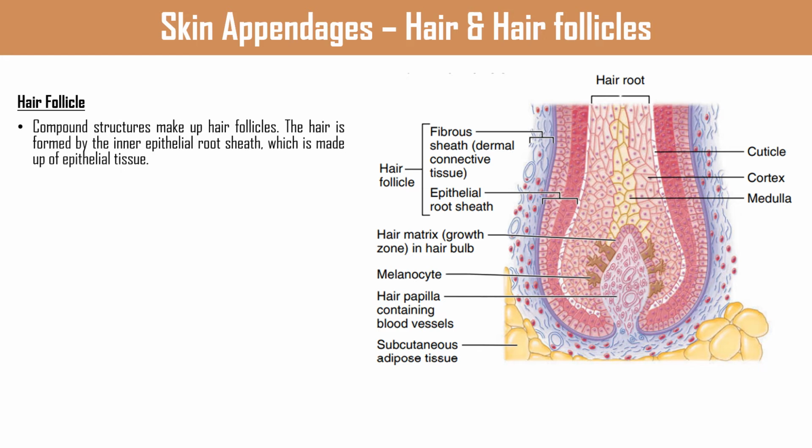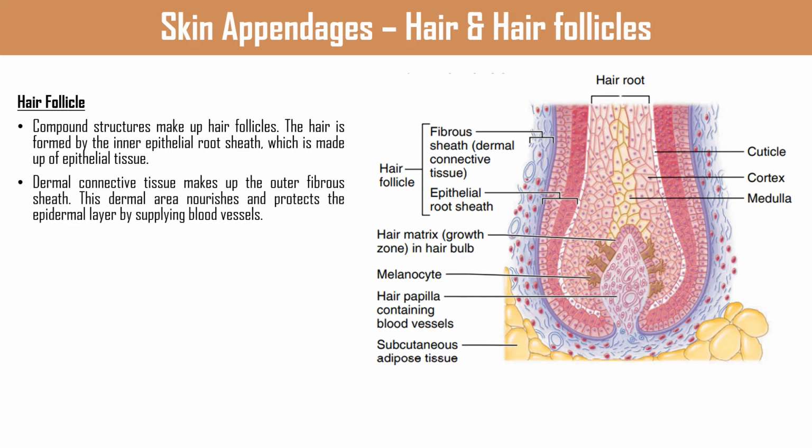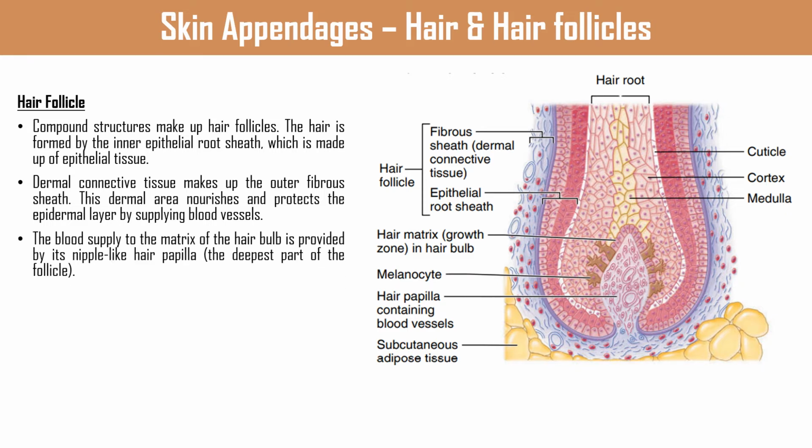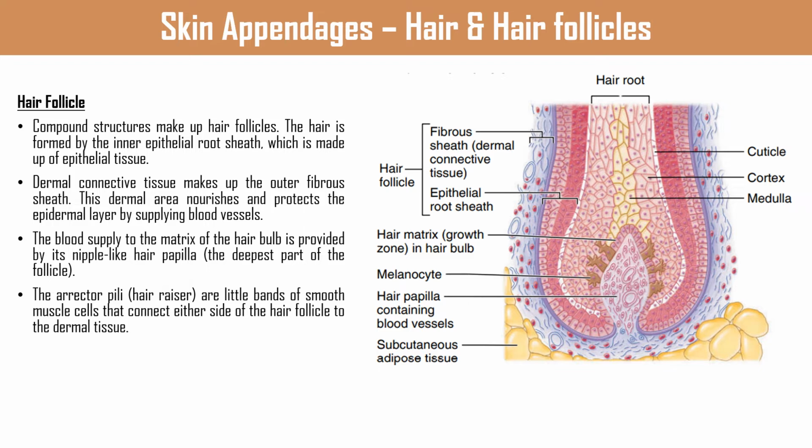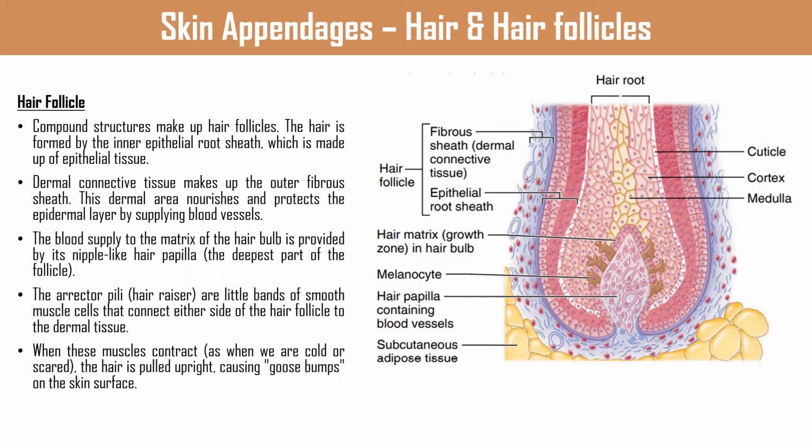Hair follicles. A compound structure makes up hair follicles. The hair is formed by an inner epithelial root sheath, which is made up of epithelial tissue. Dermal connective tissue makes up the outer fibrous sheath. This dermal area nourishes and protects the epidermal layer by supplying blood vessels. The blood supply to the matrix of the hair bulb is provided by its nipple-like hair papilla, the deepest part of the follicle. The arrector pili, or hair raisers, are little bands of smooth muscle cells that connect either side of the hair follicle to the dermal tissue. When these muscles contract, as when we are cold or scared, the hair is pulled upright, causing goosebumps on the skin surface.